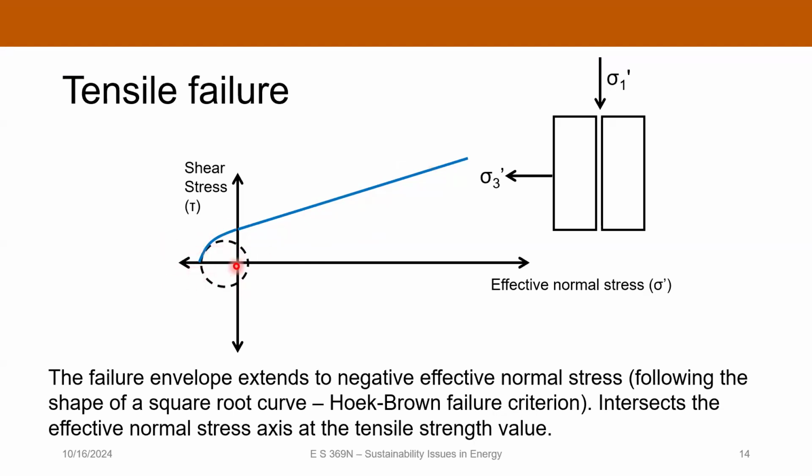But the other thing is that you can clearly see that tensile failure is going to be favored where your Mohr circle is smaller. That means a smaller difference between your maximum and minimum principal stresses. And that's actually an important point when you think about the state of stress in the subsurface, just in general.